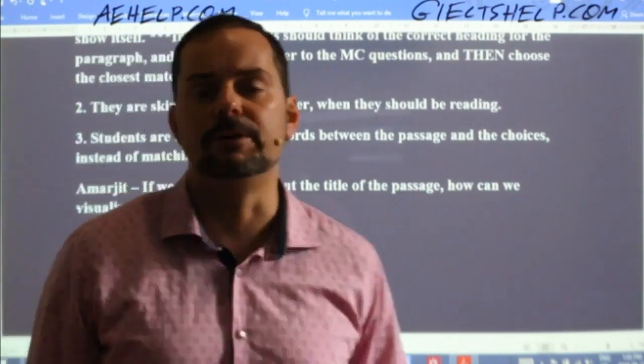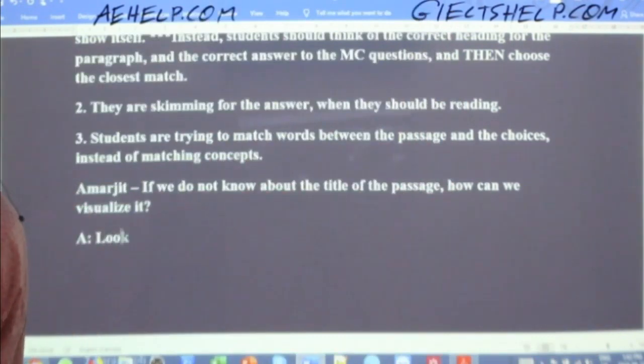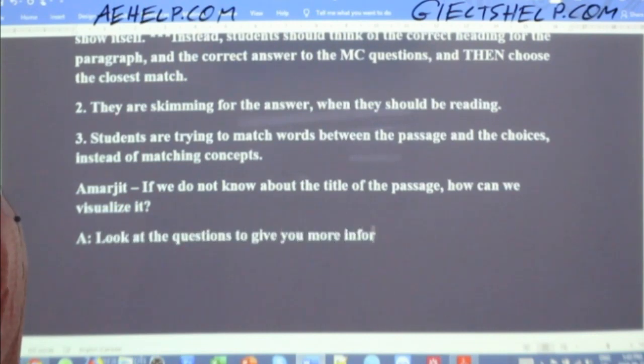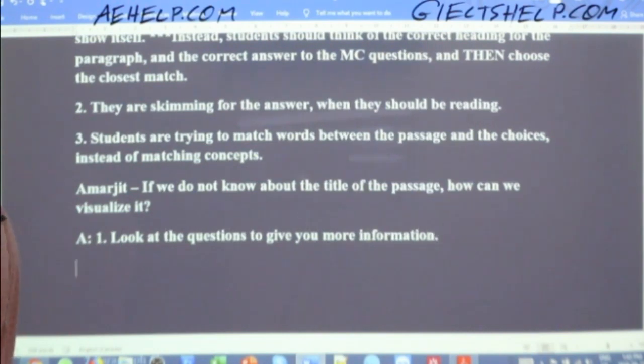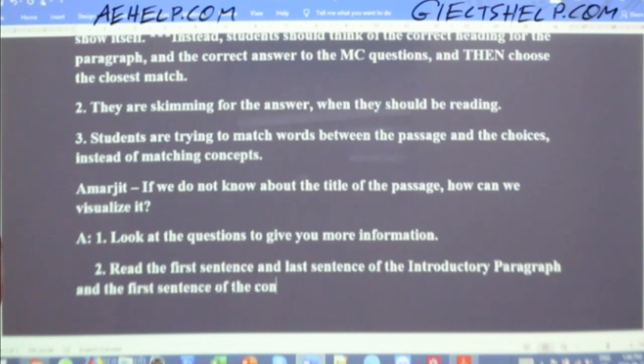So if you read the title of the passage and you have trouble understanding what it is, don't panic. The answer is look at the questions to give you more information. And if you're still really stuck, then just read the first sentence of the introduction and the conclusion. Okay? Because that can usually give you a lot of clarity. Okay, so those are two different ways to get further ideas on how to visualize the passage. So read the first sentence and last sentence of the introduction or introductory paragraph and the first sentence of the conclusion.